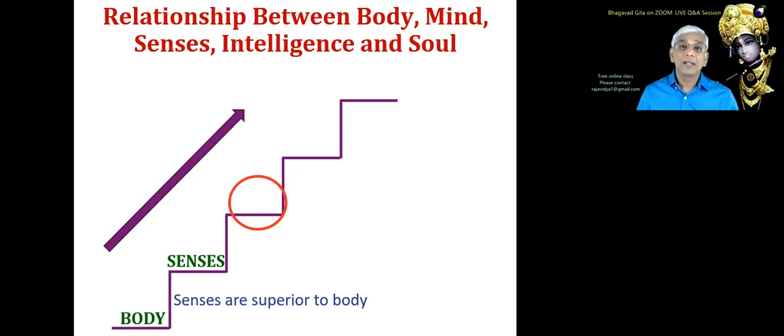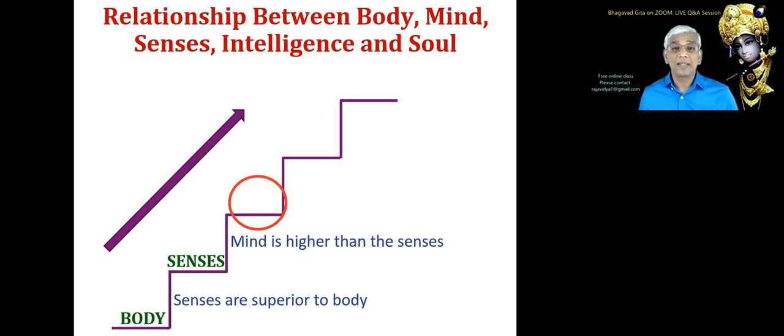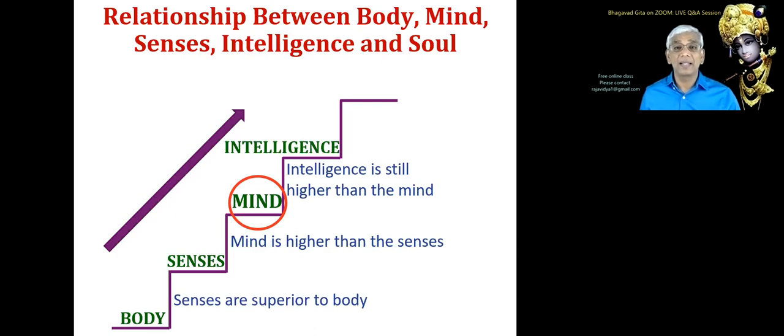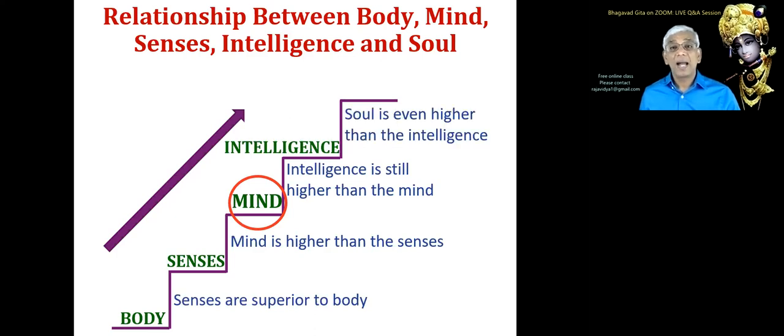Next to senses is what? Mind. That is our topic today. Mind is higher than the senses. And then comes intelligence. Intelligence is still higher than the mind. And then soul. Soul is even higher than the intelligence. So, these are the relationships between body, senses, mind, intelligence, and soul.